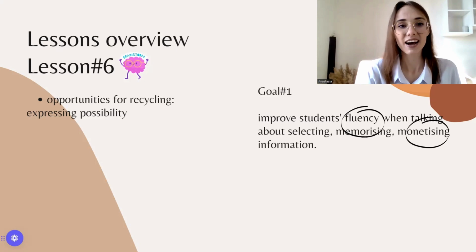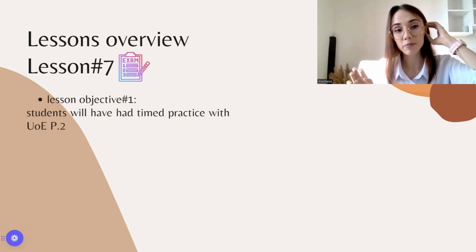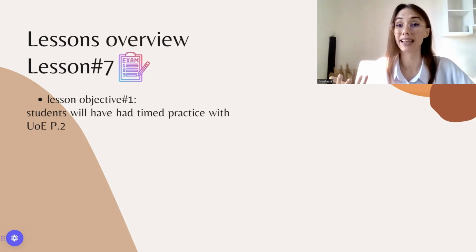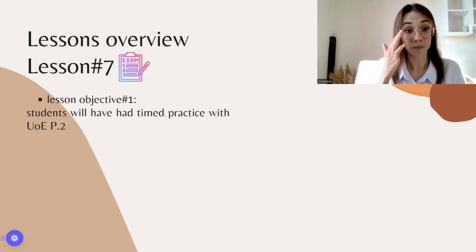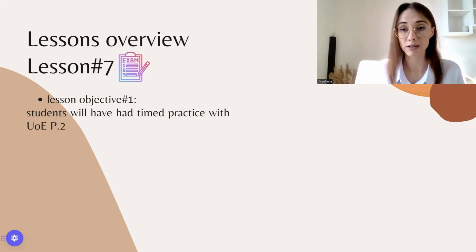Okay, good. Lesson number 7 will be exam prep focus. So you see, I'm really trying to balance general English with exam prep here. I want students to have timed practice with Use of English part number 2. Timed practice, because I feel like at this stage they can pull it off at the lesson, and this will improve their confidence, and then we can discuss after they are done what's helped them, what not, what we can improve next time.